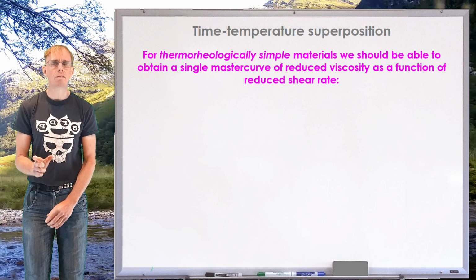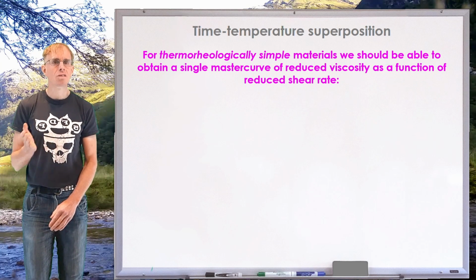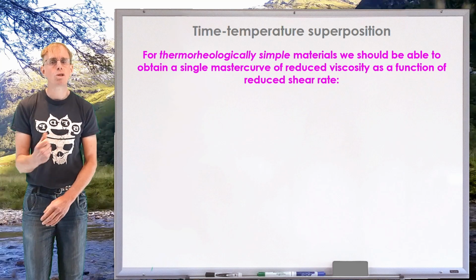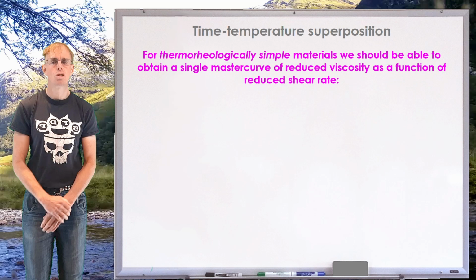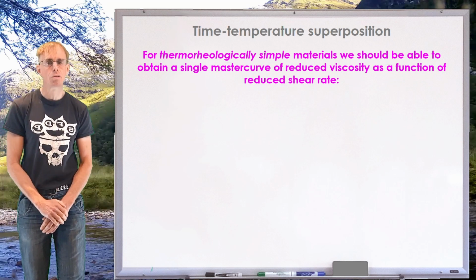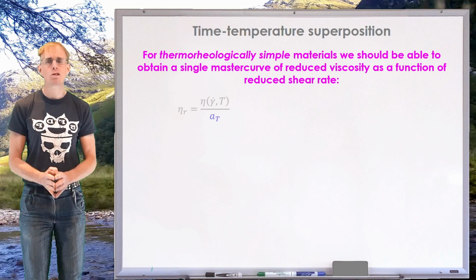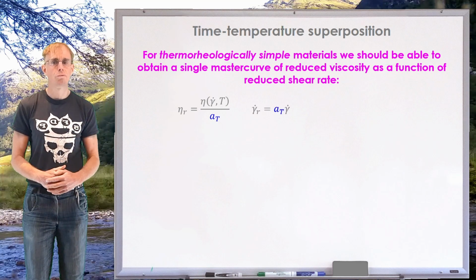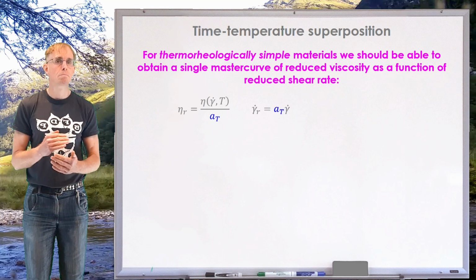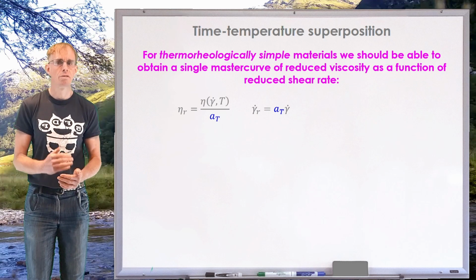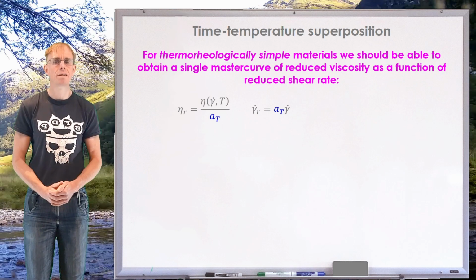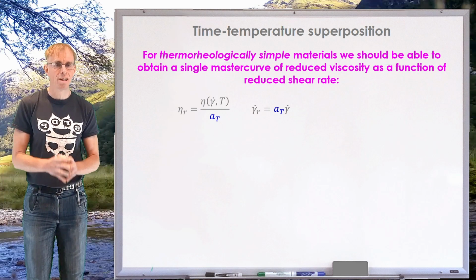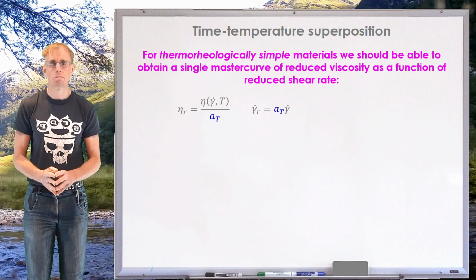Because for these materials, we should be able to obtain a single, what we term master curve, of what we call reduced viscosity as a function of reduced shear rate. So let me just define what I mean by those. My reduced viscosity is my viscosity as a function of, let's say, shear rate and temperature, divided by a shift factor AT. We'll talk more about AT in a minute. My reduced shear rate is simply the product of that shift factor AT times the shear rate.